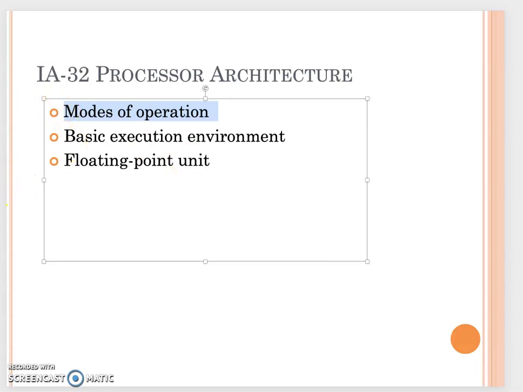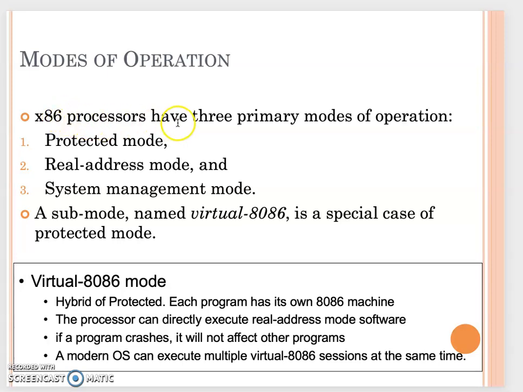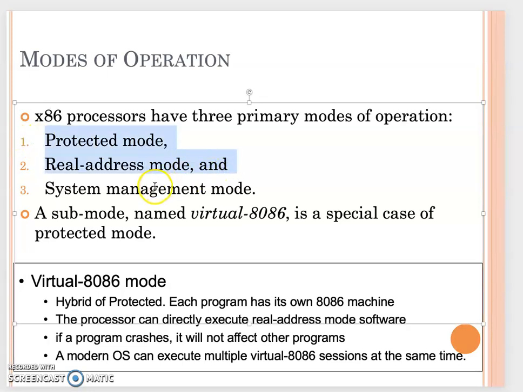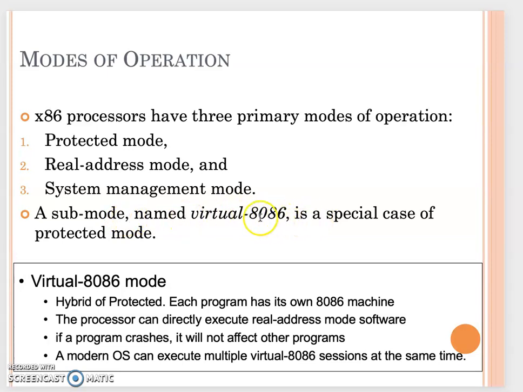So in Intel Architecture 32, we have different modes of operation. The x86 processor has three primary modes of operation: protected mode, real address mode, and system management mode. From what we see, most of the time we use the first two. The system management mode usually won't be directly accessed by the user. Instead, it is operating system specific work. According to these three important modes, we also have a sub mode called virtual 8086. That's a special case of the protected mode.